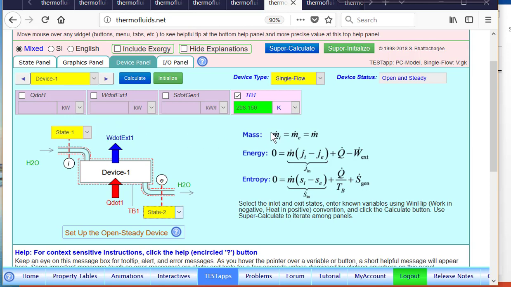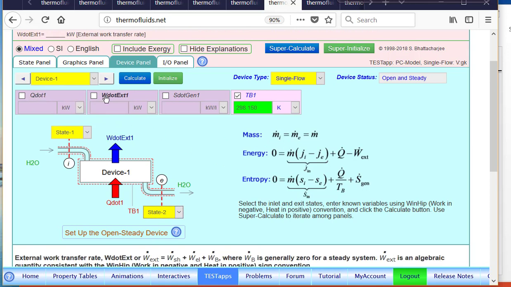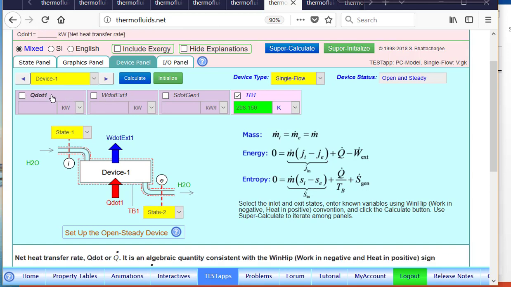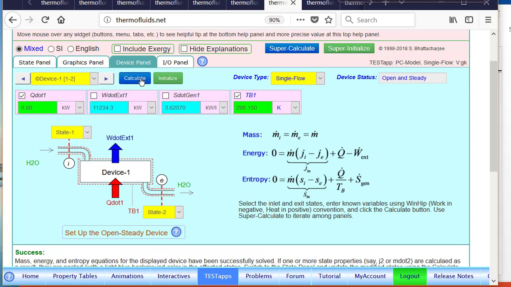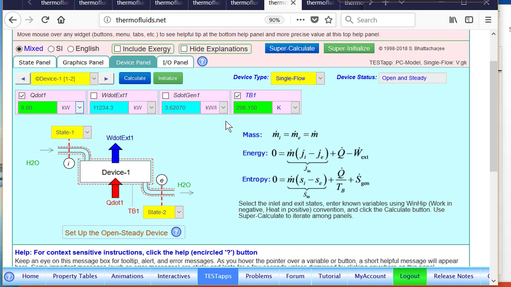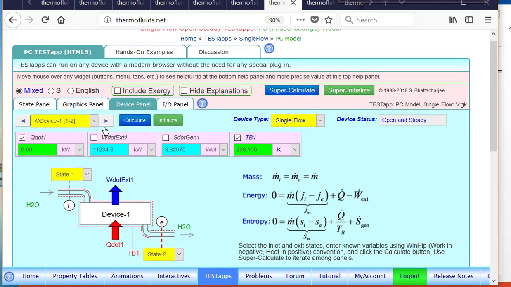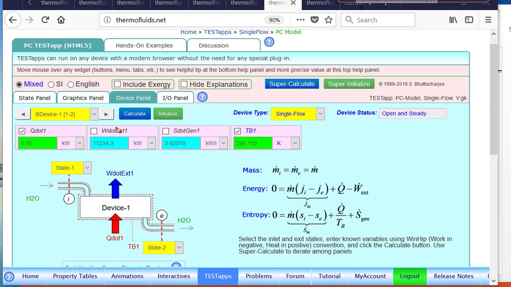As a result, now mass, energy, and entropy equations can be solved if either the heat transfer or work transfer is known. Heat transfer is 0 in an adiabatic turbine, and we can find the external work output, or net work, from the turbine, also the entropy generation from the solution of the entropy equation. So it's a very, very simple example.